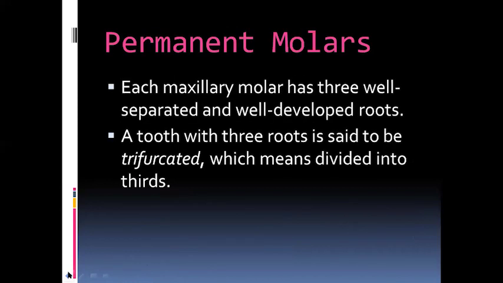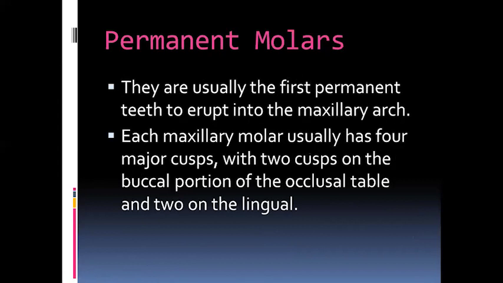Each maxillary molar has 3 well-separated and well-developed roots. A tooth with 3 roots is said to be trifurcated, which means divided into thirds. They are usually the first permanent teeth to erupt into the maxillary arch. Maxillary molars usually have 4 major cusps, 2 buccal cusps and 2 lingual cusps.